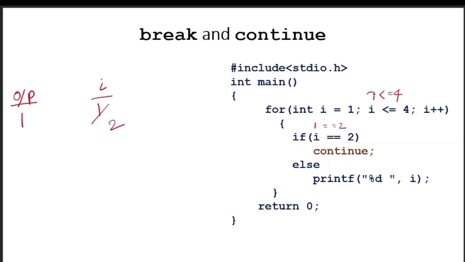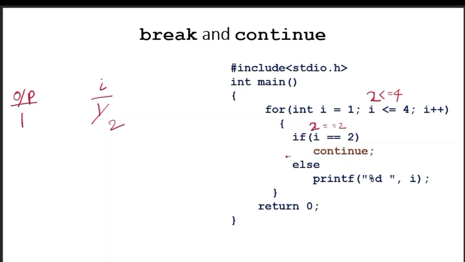Now again condition check, is 2 less than or equal to 4? Yes, the condition is true. So we will now enter the for loop body and we will check the if condition. What is the i value? 2. So is 2 equal to 2? Yes, the condition is true. So if the condition is true, we are going to enter the if body. In the if body you have continue. So what does continue mean?